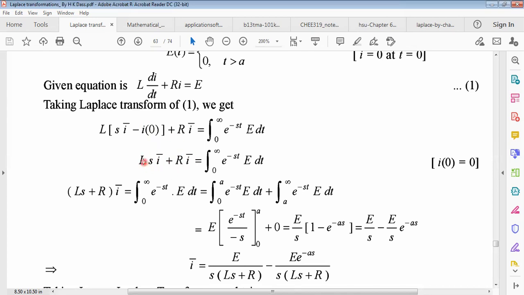L into s times the Laplace transformation of I(t), plus R into the Laplace transformation of I(t). So the Laplace transformation of I(t), that means I bar, will be common. We get this one. L is the electric inductance. Remember it. L means electric inductance.